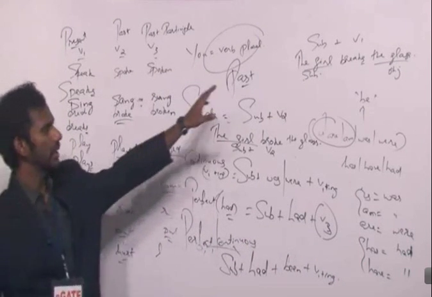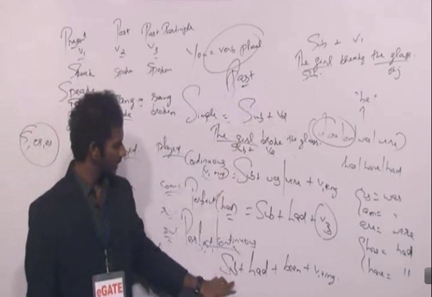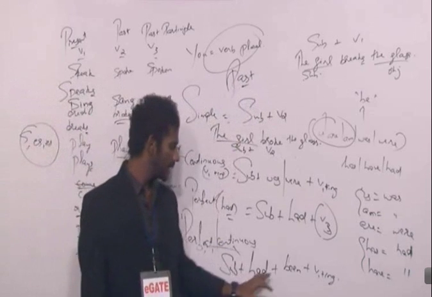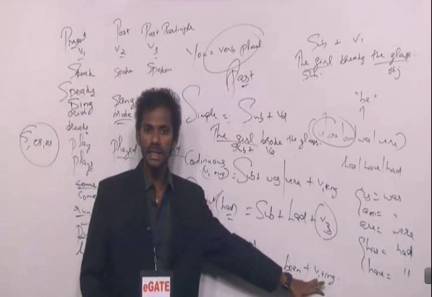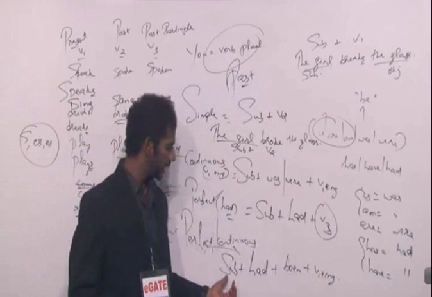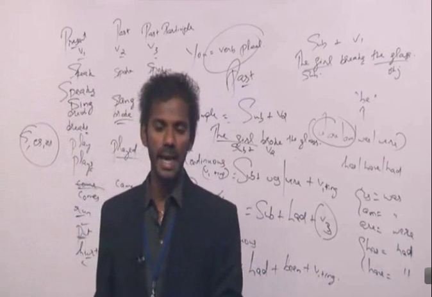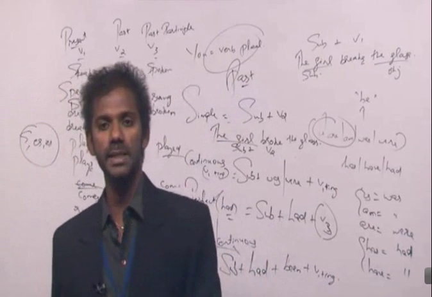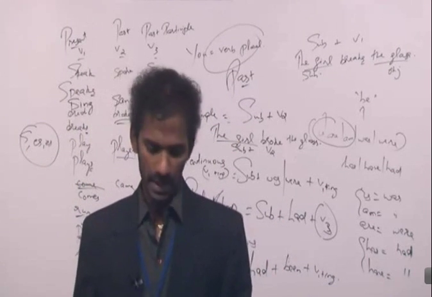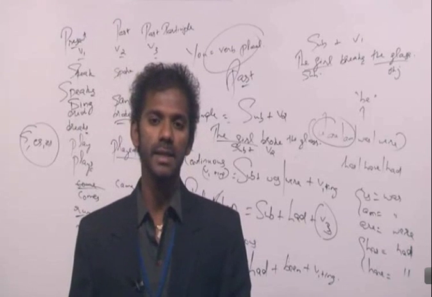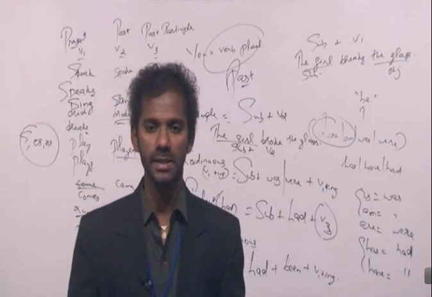Clear? So the girl breaks the glass becomes the girl had been breaking the glass. Subject plus had plus been plus V1 plus ing. Clear? So this is the basic structure of past tense.